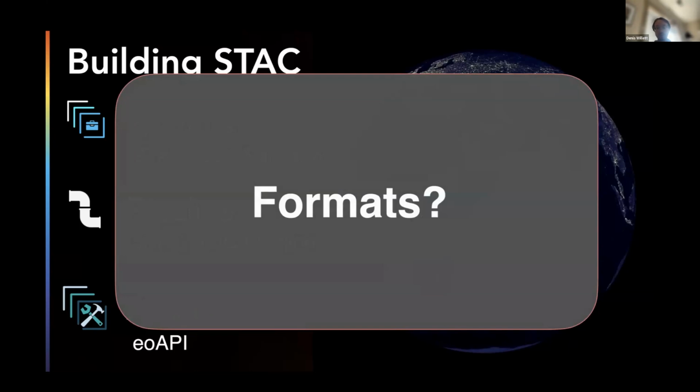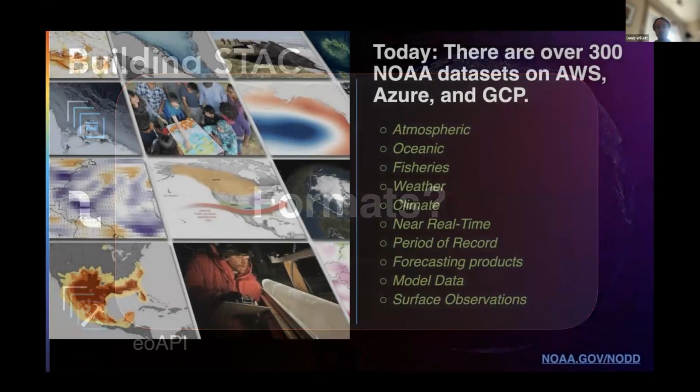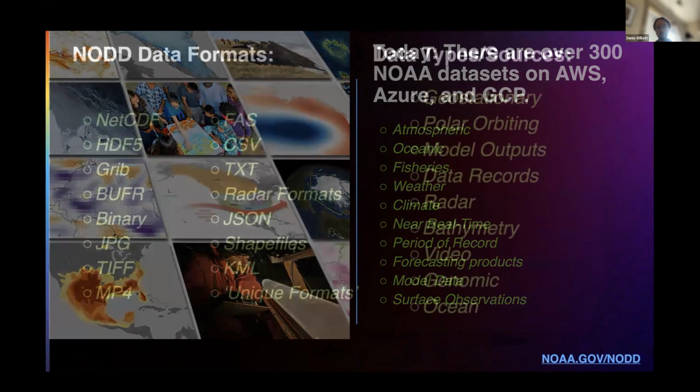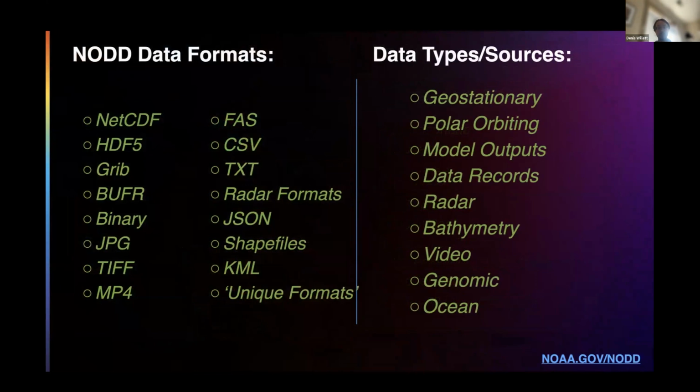You just heard a great presentation on virtual Zarr and the benefits of that. And that really is potentially of interest to us because, as I mentioned, there are 300 of these NOAA data sets on these different cloud service providers that span all of these different types of data. As a result, we manage a plethora of different data formats as well. You've heard a lot of the standard ones in NetCDF, HDF5, et cetera. We also manage a number of unique formats and other common formats as well. And ideally, we would like to provide seamless interfaces to a wide range of these.